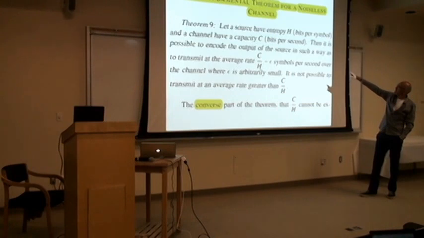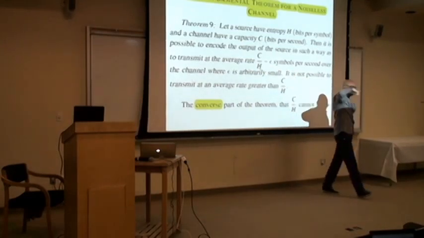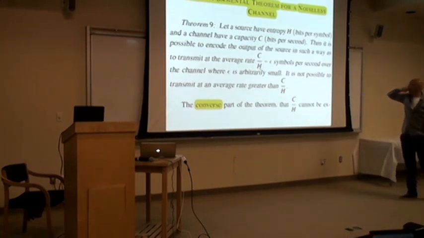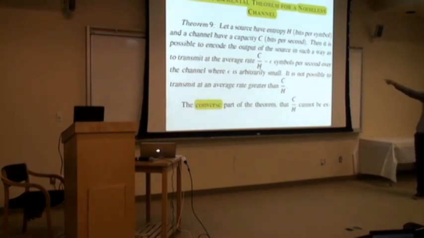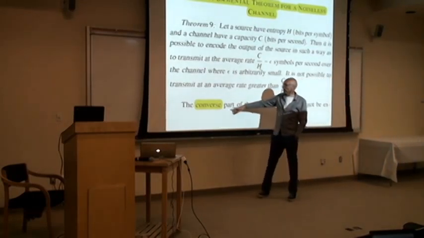And then he says it is possible to encode the output of the source in such a way as to transmit at the average rate C divided by H. So now the rate is the inverse of what we think when we talk about the data compression rate. In terms of compressed symbols relative to source symbols, now this is source symbols relative to compressed symbols. So we can do it if it's less than C divided by H. We cannot do it if it's greater. Now this is the first time that the word converse appears in information theory.